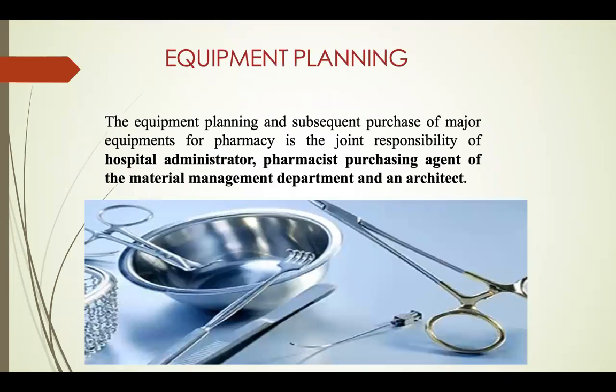Further, equipment planning. Now the main thing is what equipment planning is in pharmacies. The planning and subsequent purchase of major equipment for a pharmacy is the joint responsibility of whom? The hospital administrator, the pharmacist, the purchasing agent of the material management department, and an architect. These are the persons responsible for procurement of equipment: the hospital administrator, the MS of the hospital in our case, the pharmacist, the purchase agent of the material management department, and an architect.